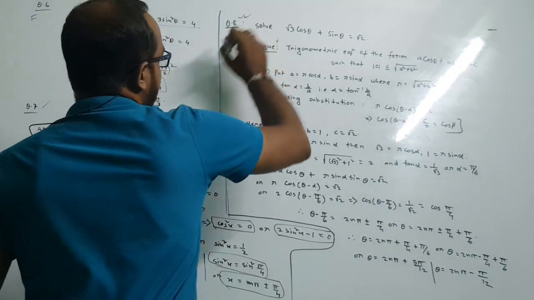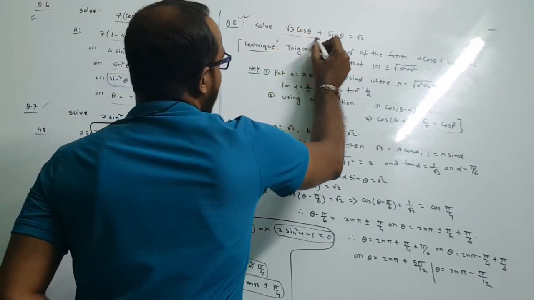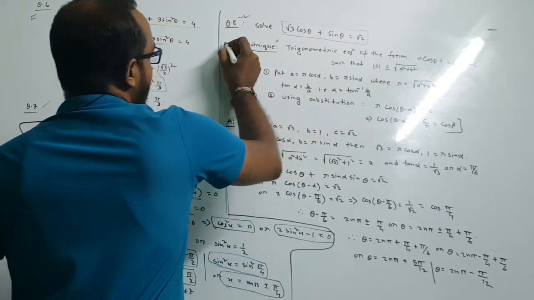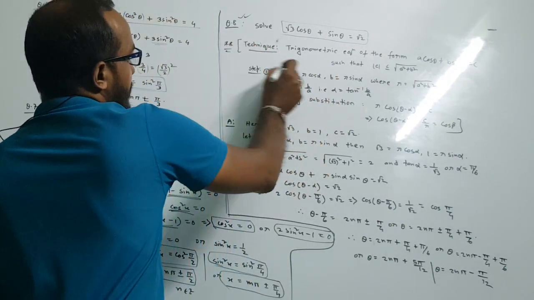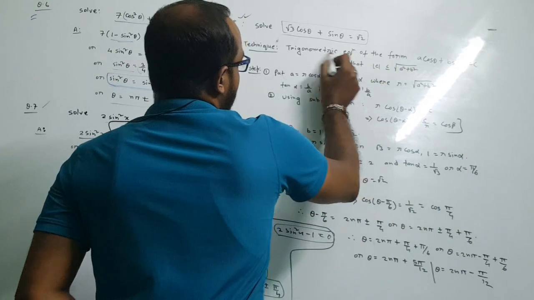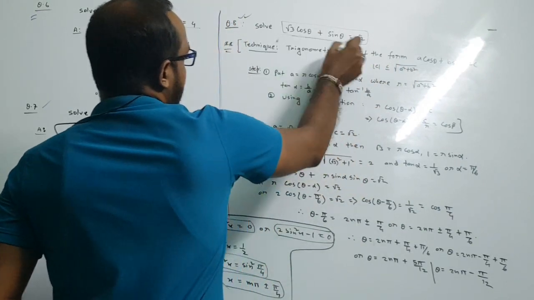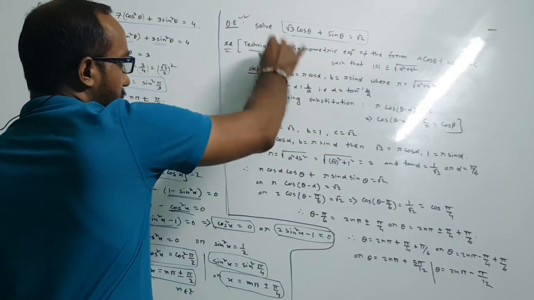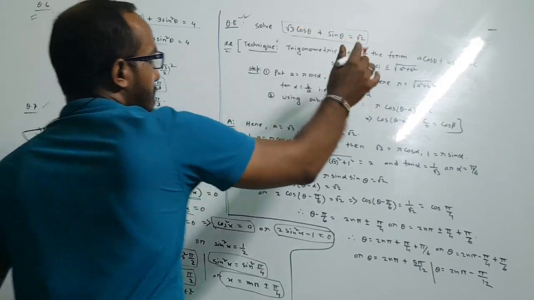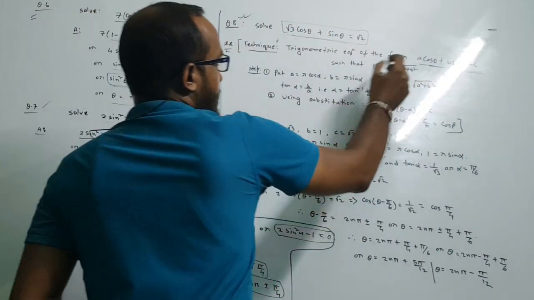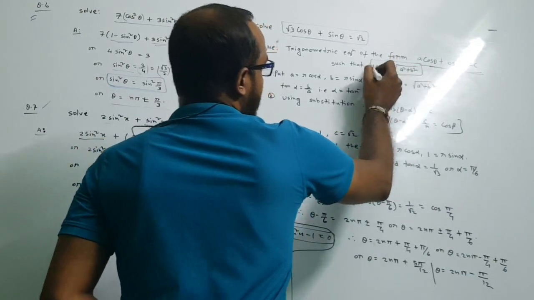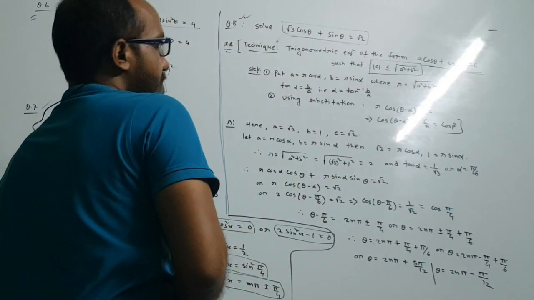Now this is the last type of problem. Solve root 3 cos theta plus sin theta equals to root 2. Remember, this is an extremely important type of trigonometric equation. If you are given an equation in this format, a cos theta plus b sin theta equals to c, where mod of c should always be less than or equal to root under of a square plus b square.